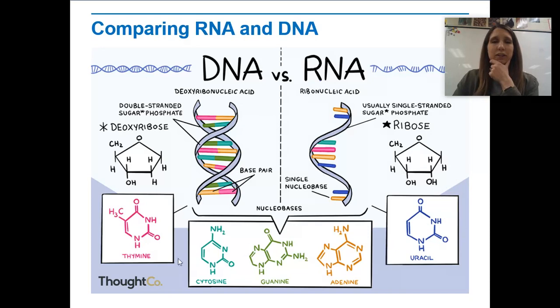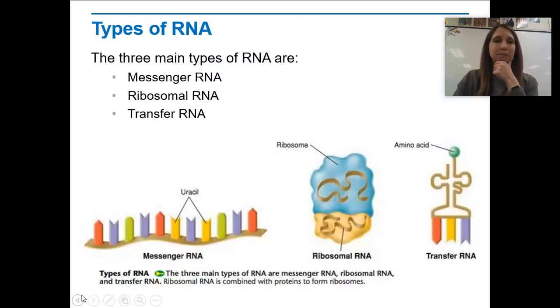RNA again has uracil, DNA has thymine, and then they all share in common cytosine, guanine, and adenine. Okay, so very similar in terms of what it's made up of. It's just we have these added parts now about ribose sugars and uracil in place of thymine.